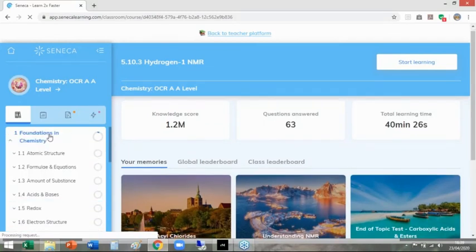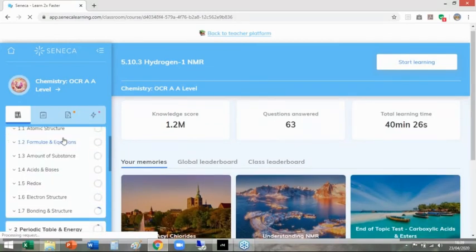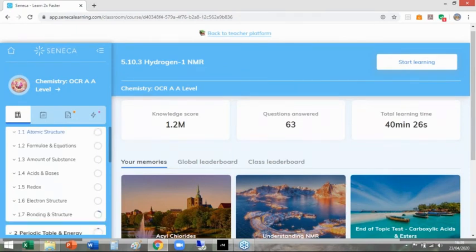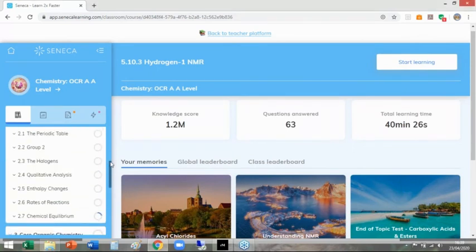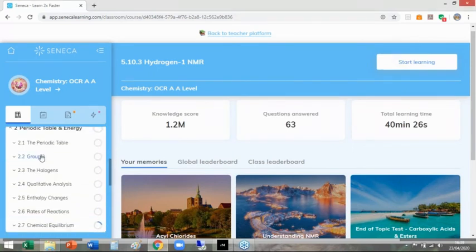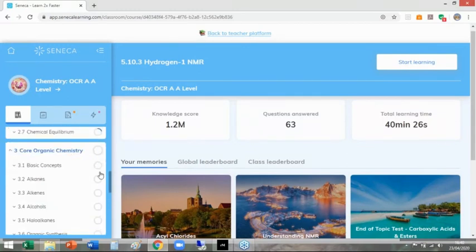So you'll see here, they've got it as foundations of chemistry first, which most of this is the stuff that we did in Elements of Life, with a few bits of the maths built into it. Periodic table and energy. Group 2 was in Elements of Life for us. Halogens is Elements from the Sea now. Enthalpy changes was Developing Fuels. So it is the same stuff, just in a different order.